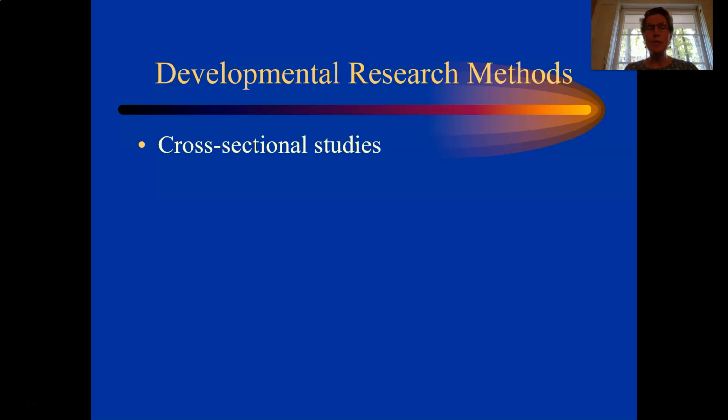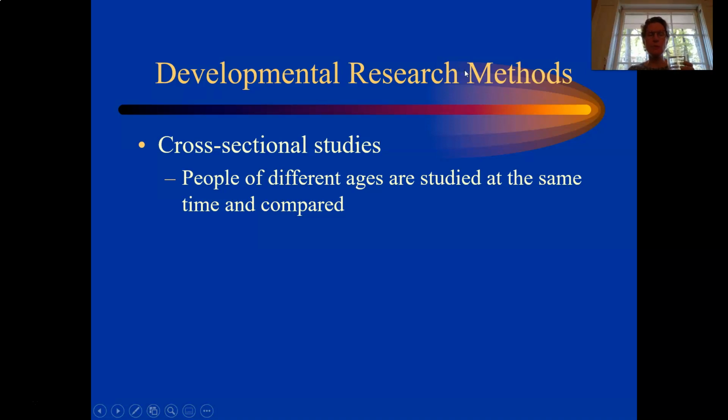So the first thing I want to talk about is how we do research in developmental psychology. There are 2 main research designs that we use. The first one of these is cross-sectional. In this type of research, we're looking at a bunch of different ages and having them do something, and we can compare how they do on a task at those different ages.